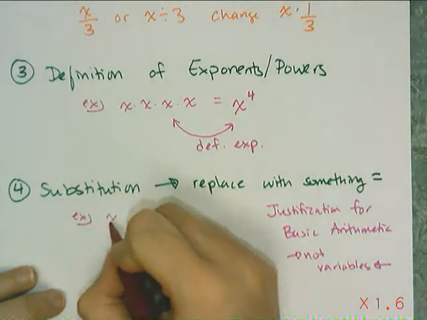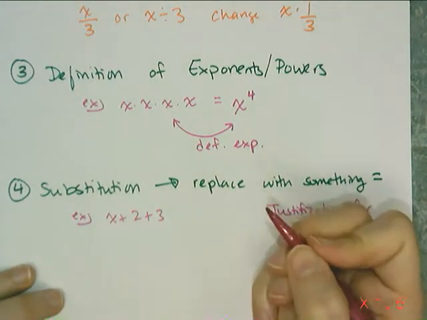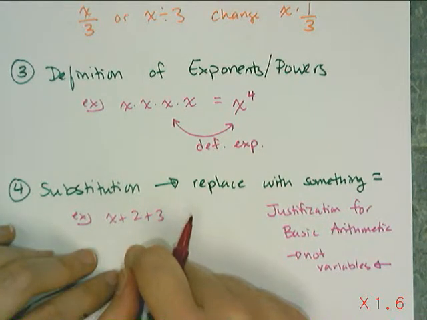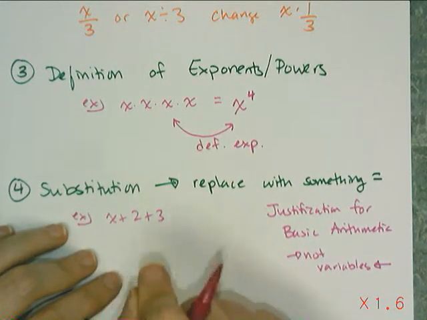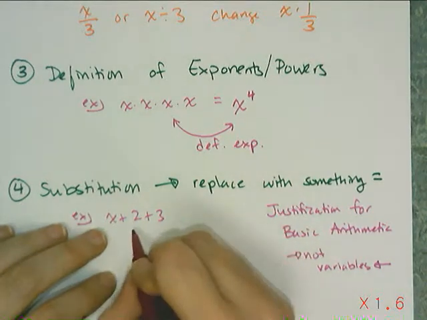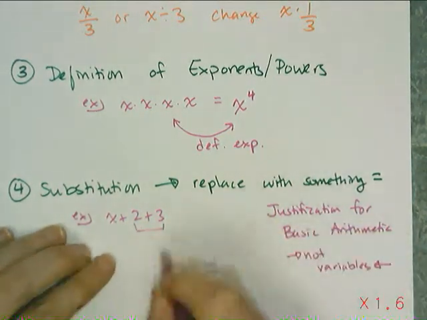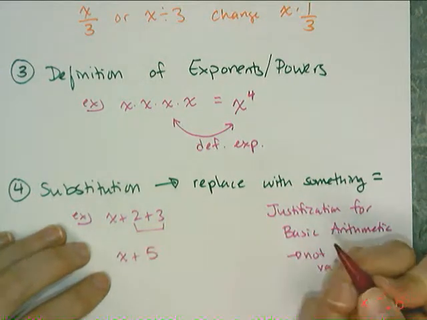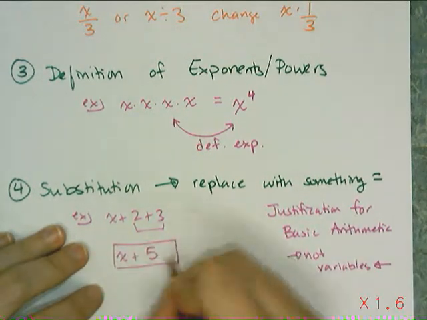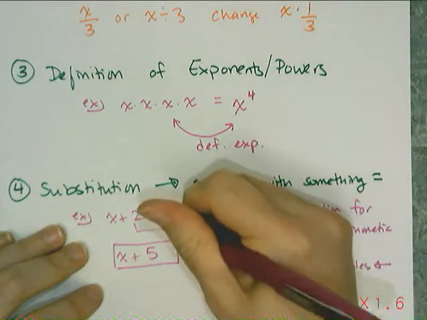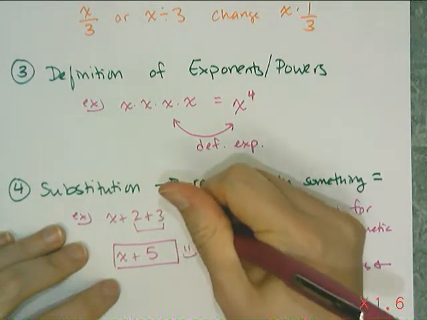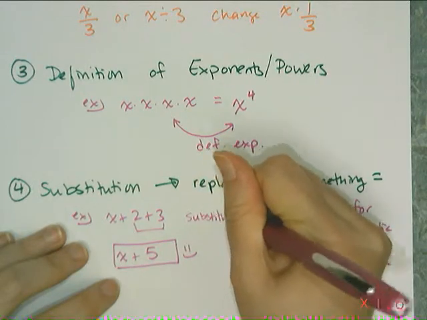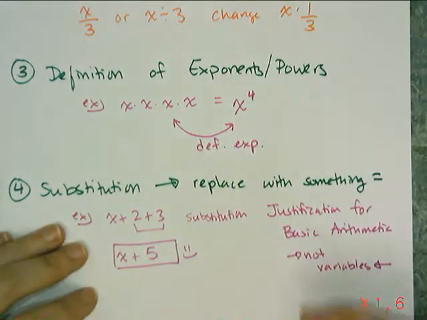So if I have x plus 2 plus 3, this thing is not simplified, because remember, you have to combine like terms, which means if you can add something together, you better add it together. So x plus 2 plus 3 can be rewritten because 2 plus 3 can be substituted with what it's equivalent to, which is 5. And this is the happy face simplified answer. And the justification, the reasoning, is that I'm going to use a substitution. I'm going to substitute 2 plus 3 with 5.